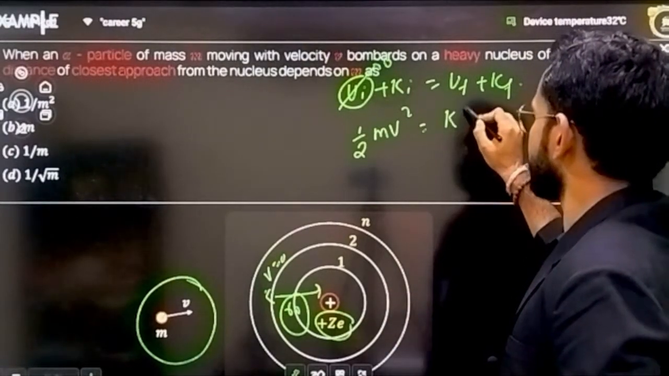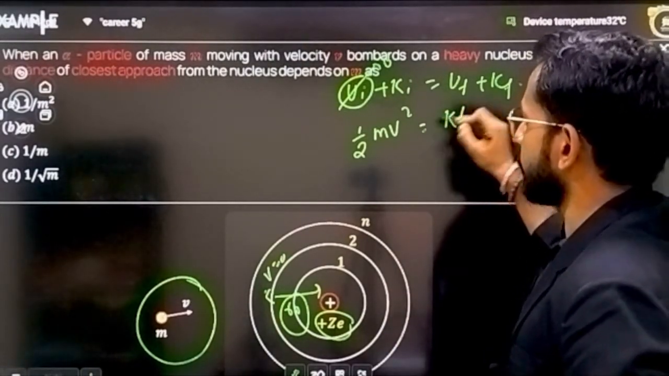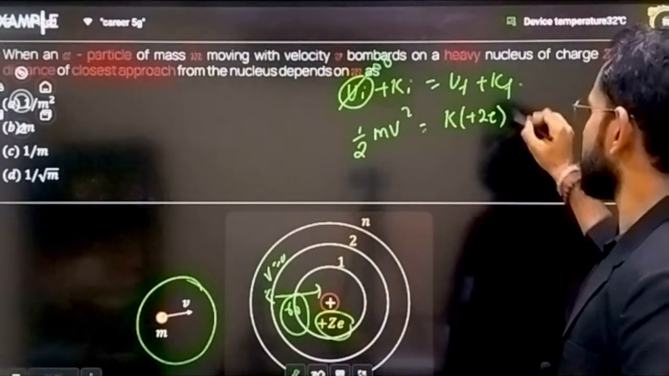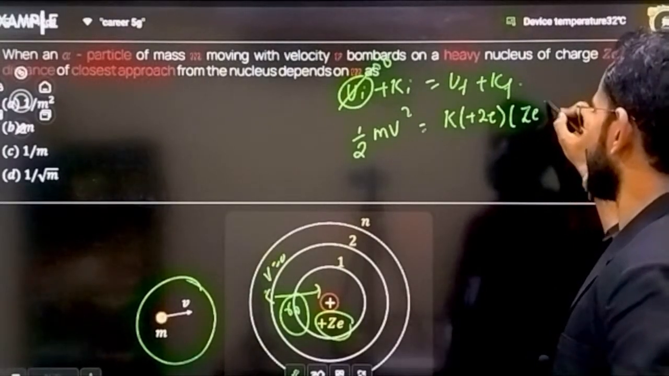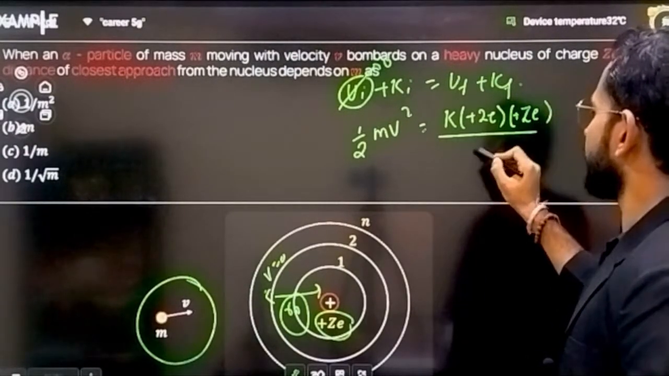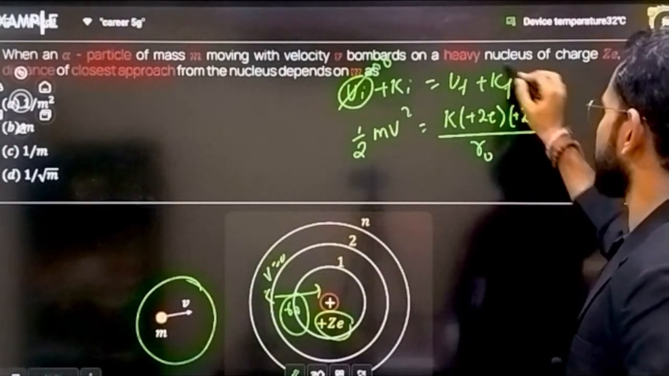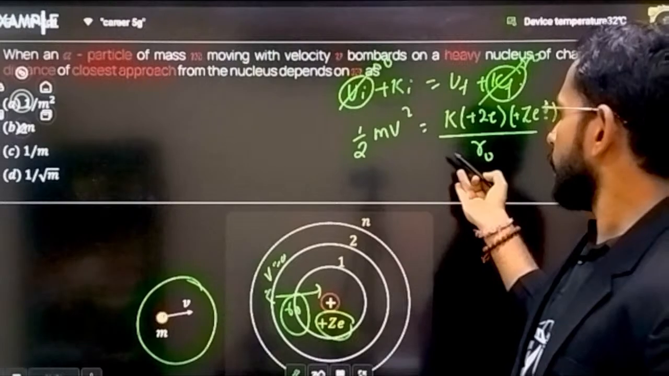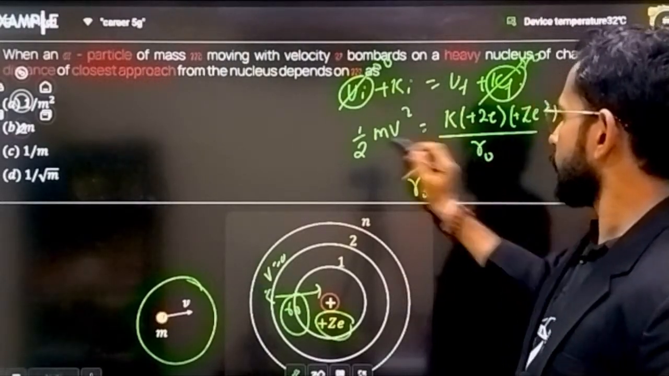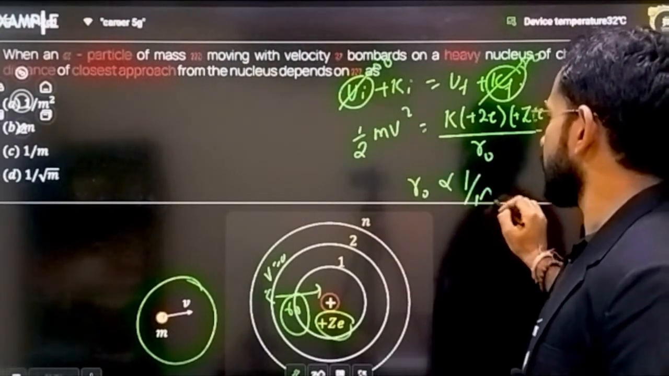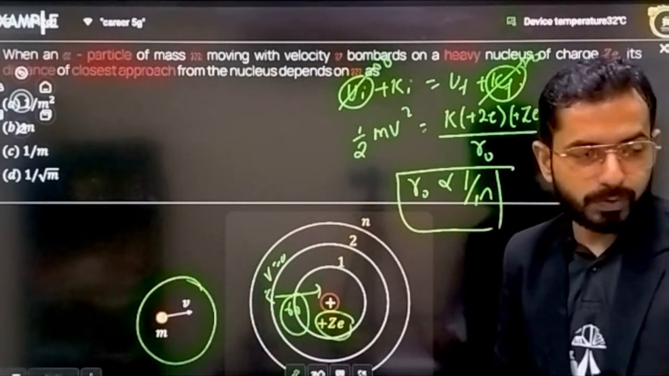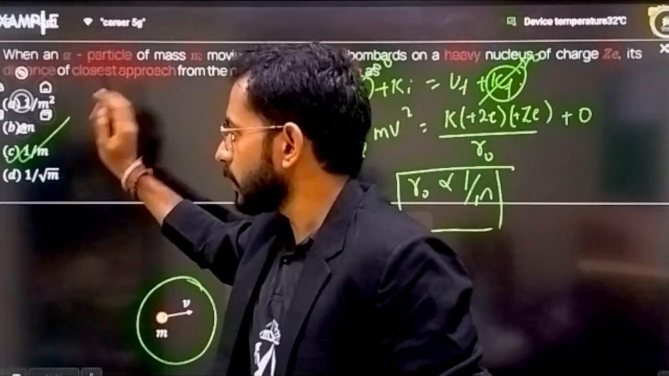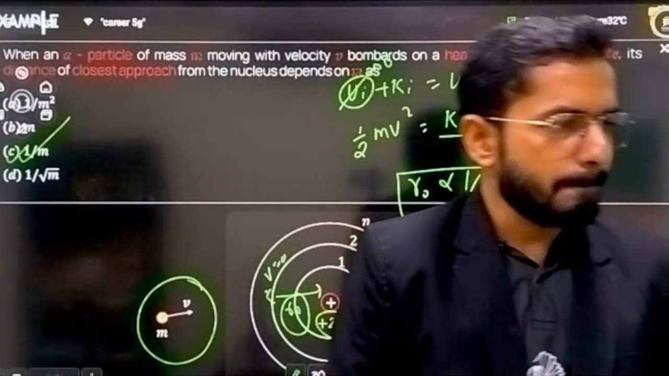Write it down, it will be K Q1 Q2. Let's suppose here Q1 is the alpha particle, that means it will be plus 2e. The alpha particle has how much charge? 2e, and plus Ze for the nucleus, divided by the distance of closest approach. Final kinetic energy will again be zero because velocity becomes zero. So what do you want to calculate? You want to calculate R naught. R naught will go here, m will come here. So I can directly say, if I have to find only the relation between the distance of closest approach and mass, it is nothing but inversely proportional. That means option C is going to be correct. Clear?